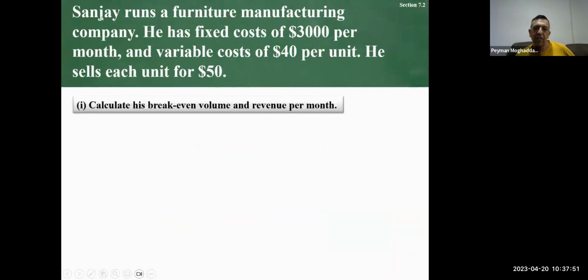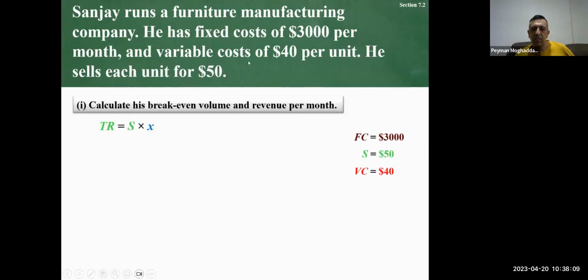Let's do an example here. Sanjay runs a furniture company. He has a fixed cost of $3,000 per month and a variable cost of $40 per unit. He sells each unit for $50. Calculate his break-even volume and revenue per month.